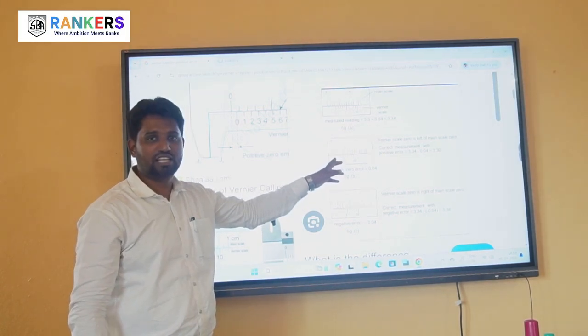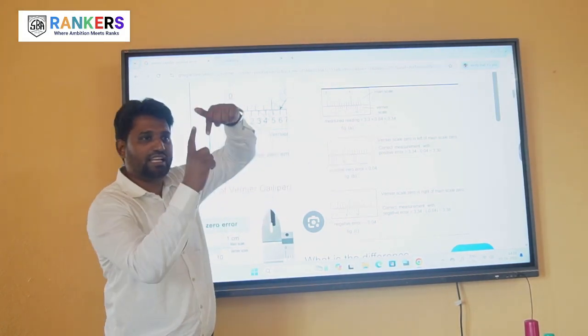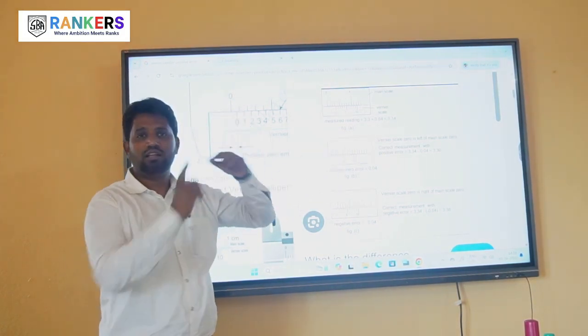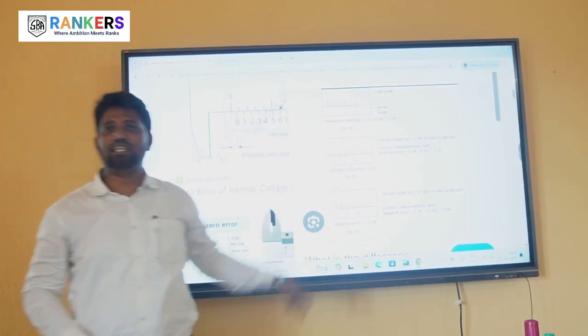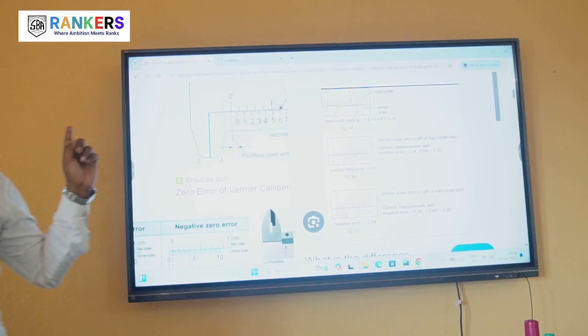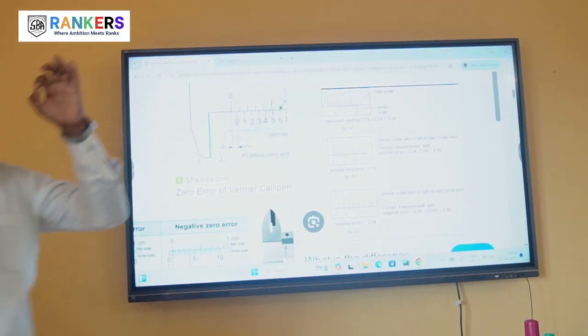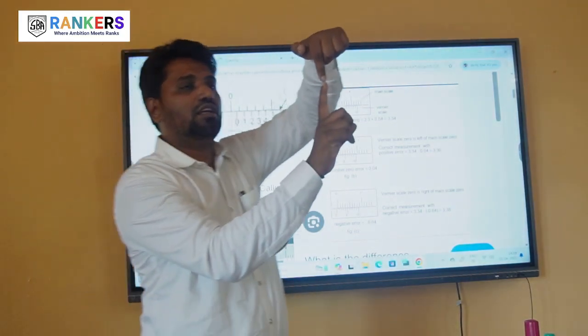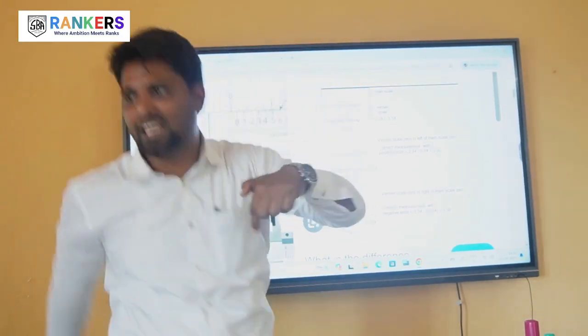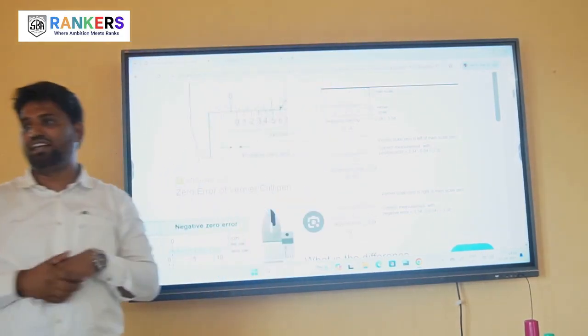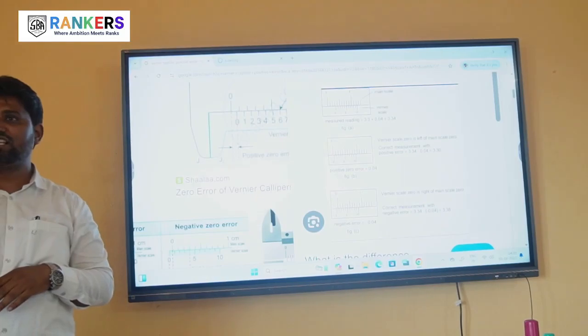1 does not coincide. There is a gap. 2, there is also a gap. 3. The 4th number line you can see. The 4th number line in the Vernier scale. This is exactly coincide. It is not like a different line. It just looks like a single line. This single line we have to identify. So which line is exactly coincide?